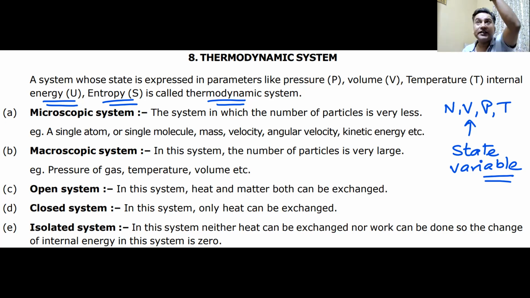X, y, and z are the state variables of this point. Similarly, the state variables of a gas are pressure, volume, temperature, and number of moles. Do we understand this?